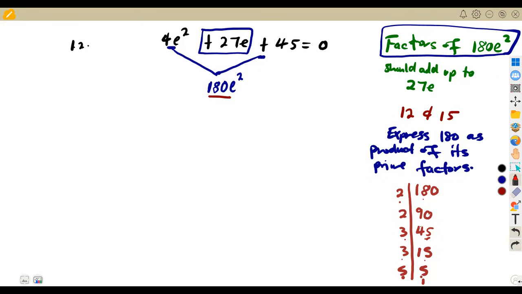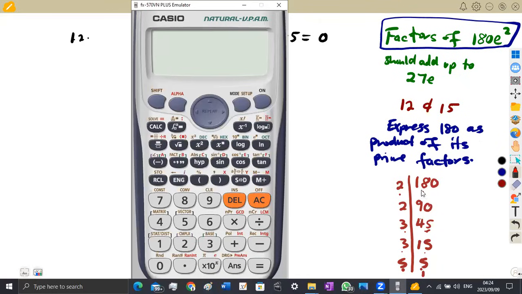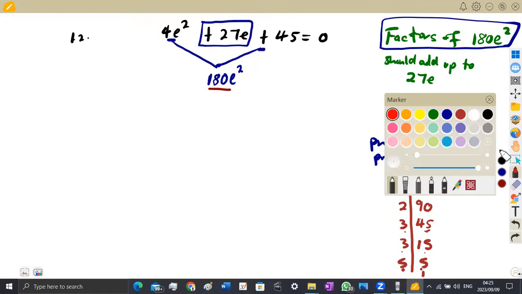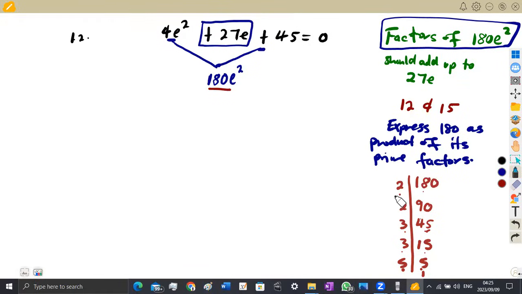Okay, let me explain this with a calculator. What I'm saying is that if we are to multiply these numbers here, we've got 2, 2, 3, 3, and 5. So if we multiply 2 times 2 times 3 times 3 times this 5, as we can see, we get 180. So what it simply means is that you can play around with your factors, because it's a trial and error.